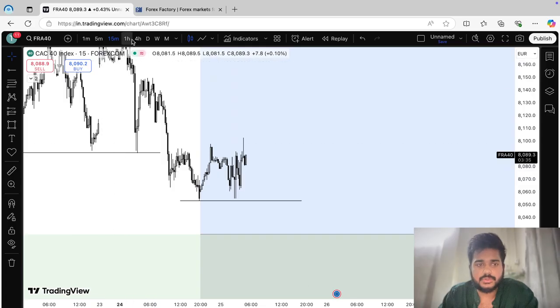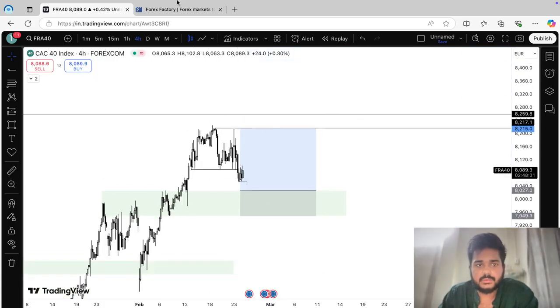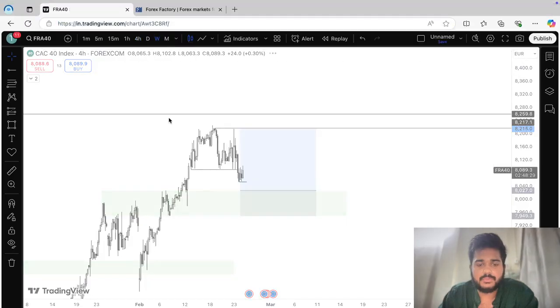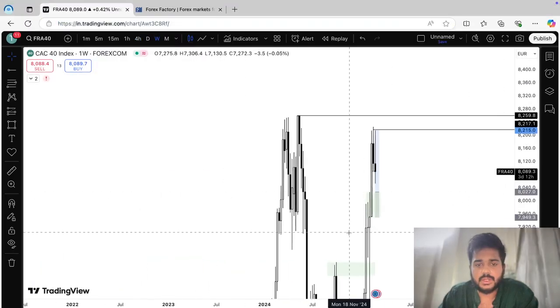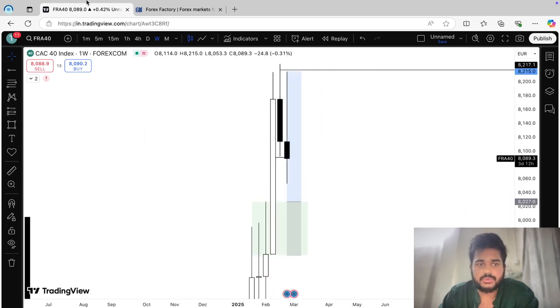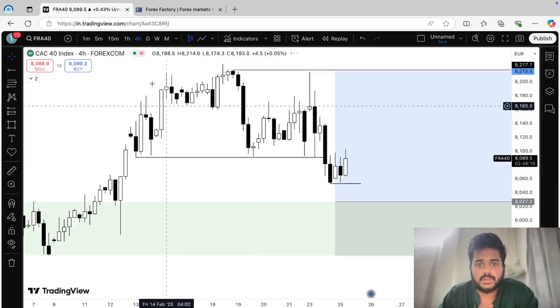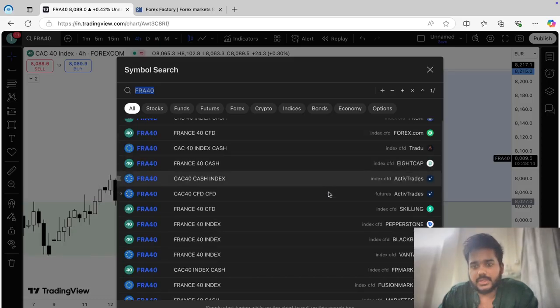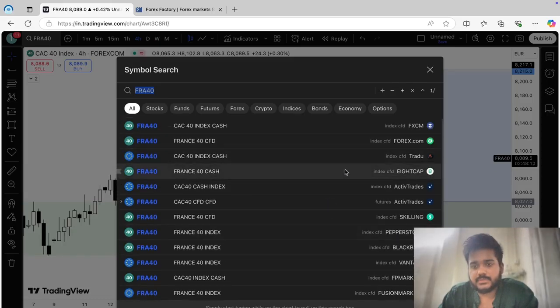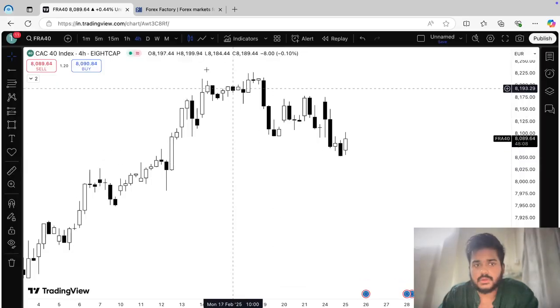This looks really nice to me. You could have entered over here as well on the weekly fair value gap, encapsulating the 4 hour order block as well. And today is Tuesday, so it can be low of the week as well. And Monday tapped in this level, okay? So we can have another look at the other brokers as well. 8 cap, that's not really nice.